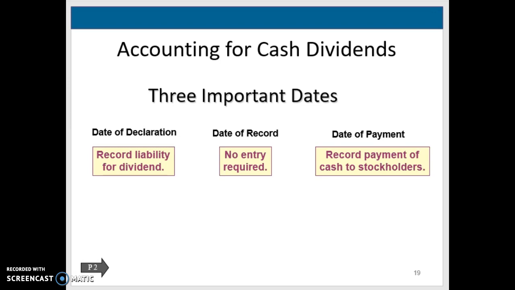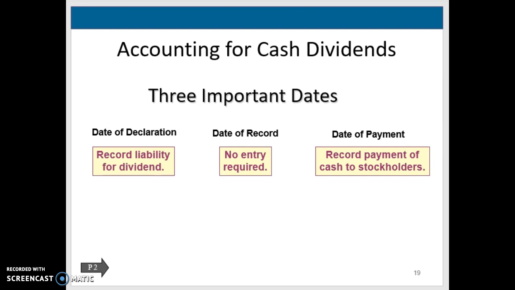that date of payment. Now our second important date, there's no entry required for it, but it is a very important date. It's called the date of record. That decides who gets that dividend. So as I said before, stocks are bought and sold pretty frequently. Whoever owns the stock on the date of record is who will receive the payment for that dividend when it's time to pay on that date of payment. So if you sold your stock the day before the date of record, you don't get that dividend. Whoever you sold it to would get that dividend.